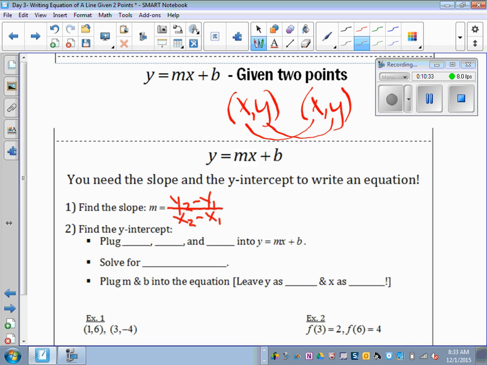Right, so after we find our slope, then we need to find the y-intercept. Remember, this is our b value. So plug in our x value, y value, and our slope into our equation. You will have just found your slope by using this equation here. So then you just pick one of your points and plug in the x value and the y value. Then we solve for b, our y-intercept.